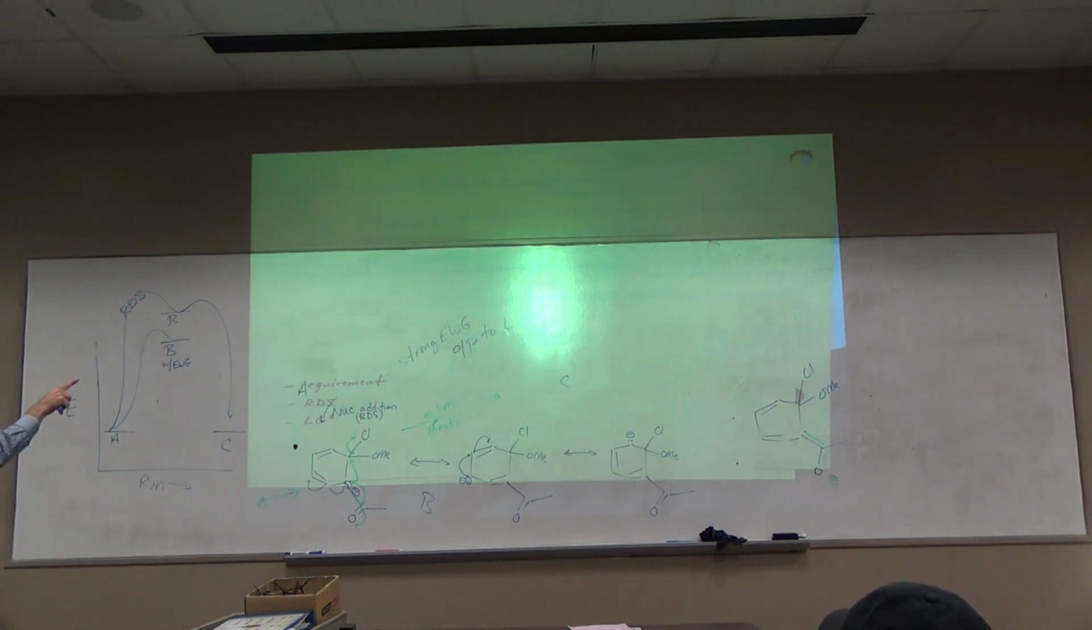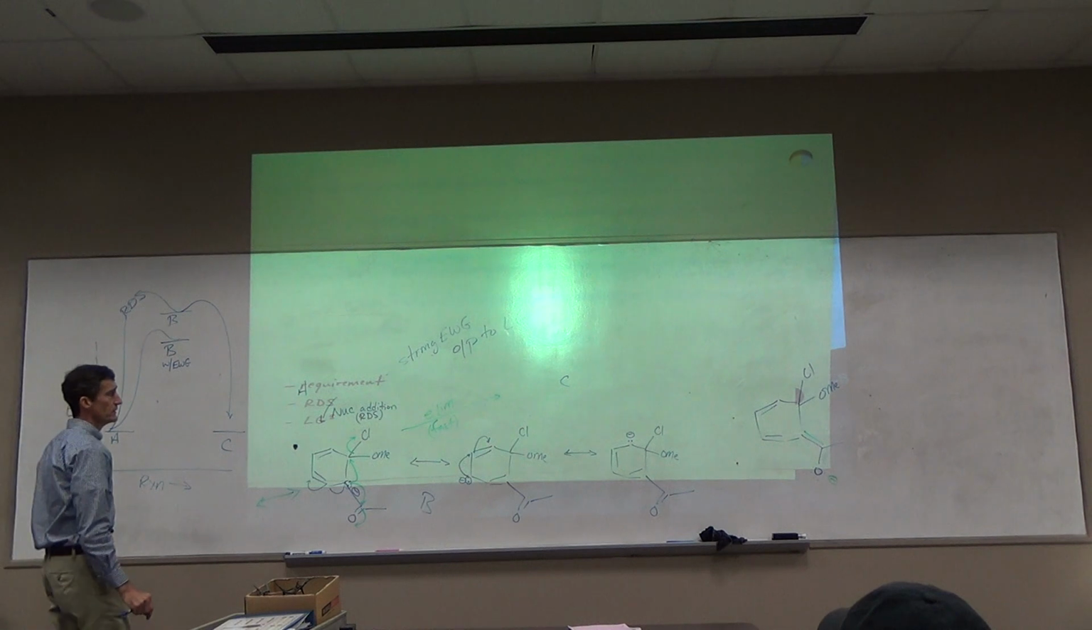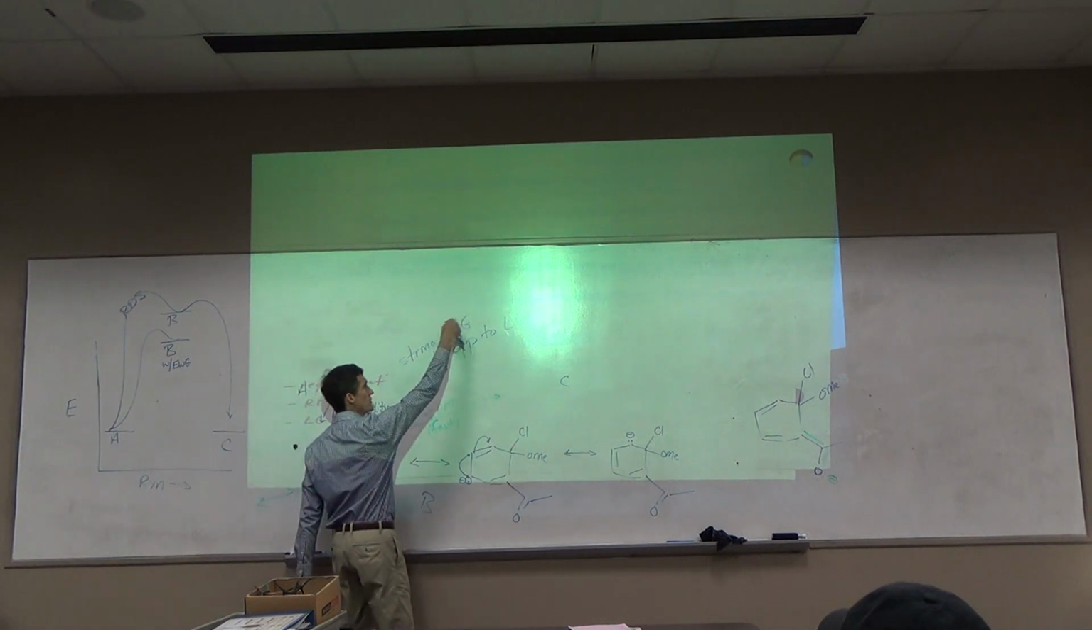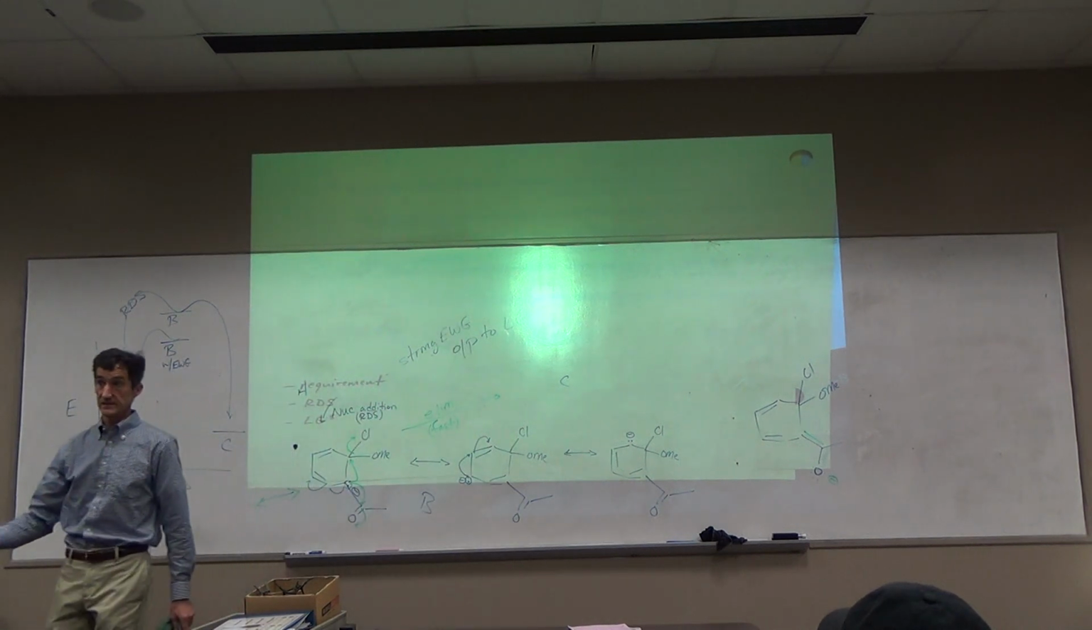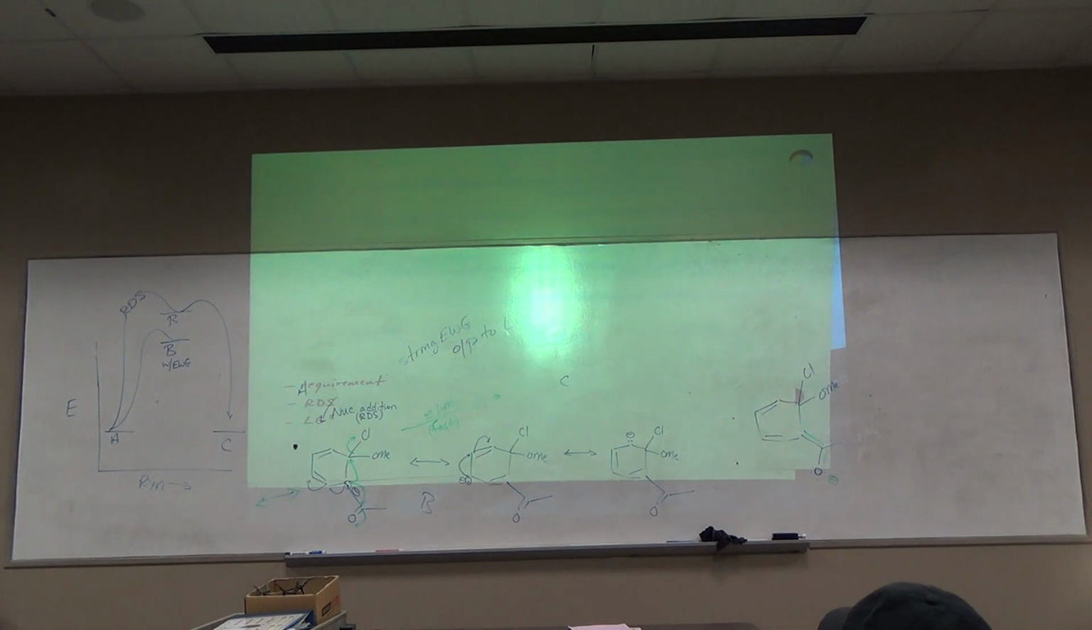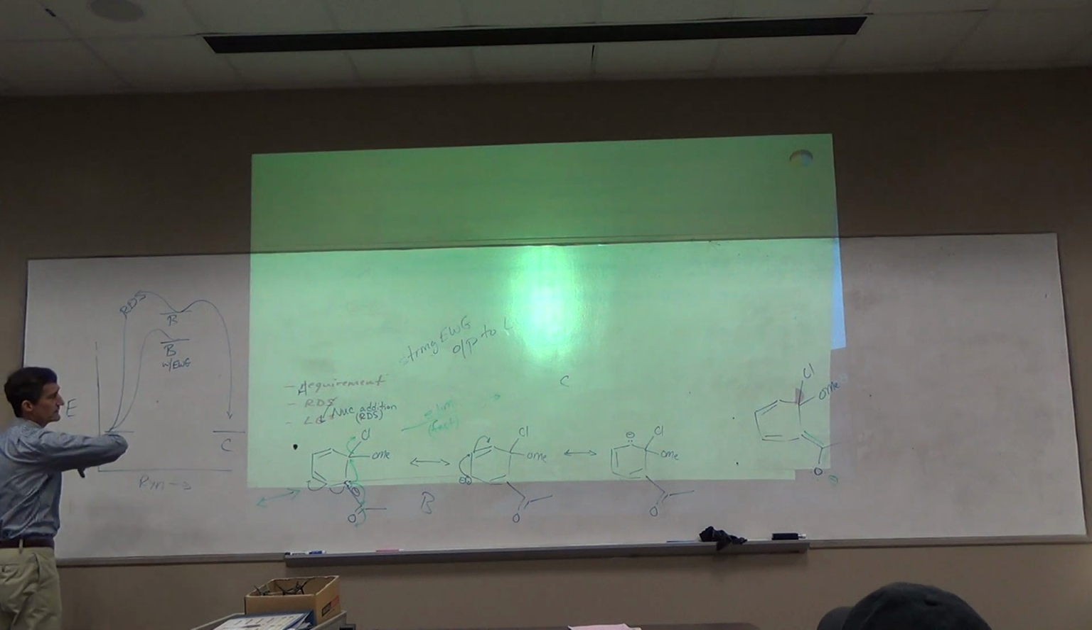Requirements: strong electron withdrawing group, ortho or para to the leaving group. And the electron withdrawing group typically needs to be able to do resonance. Rate determining step. We already talked about that.